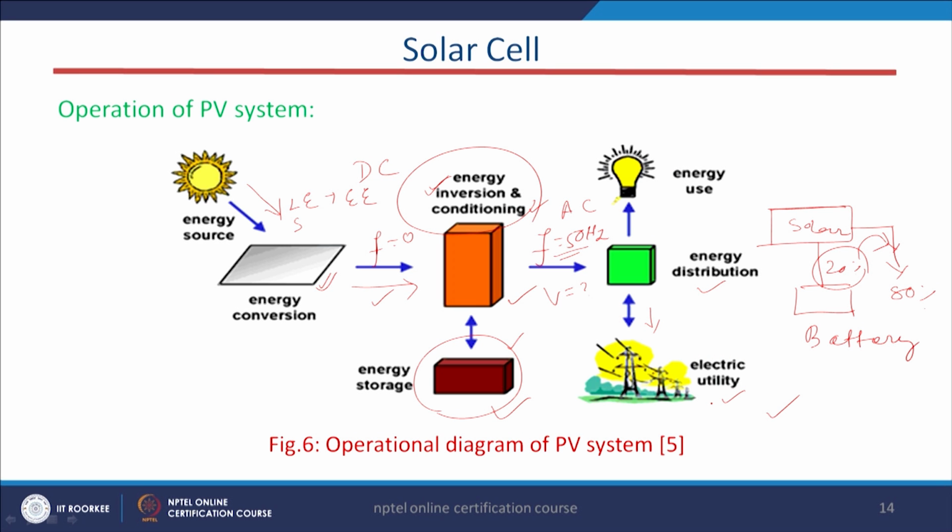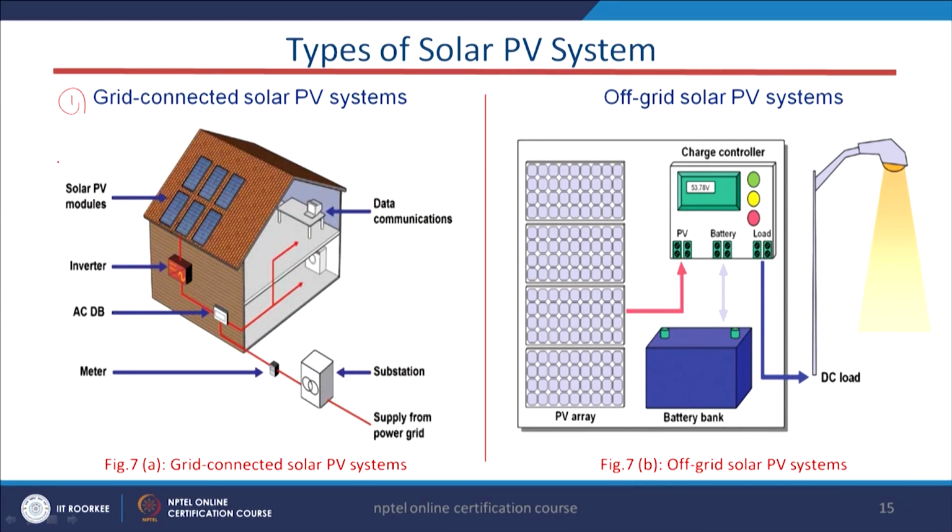But if we classify a solar system, it is broadly of two types. The first one is the grid connected solar PV system, and the second one is the off grid solar PV system. What is this off grid? The grid connected is well understood from the name itself. The solar system is connected to the grid and is also supplying power to the load. But the off grid solar system is basically a standalone system.